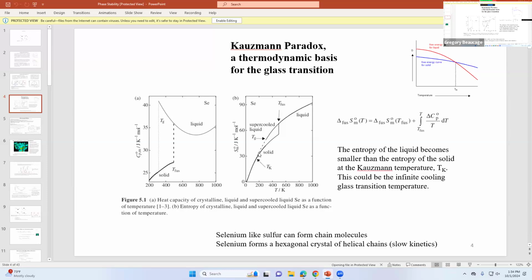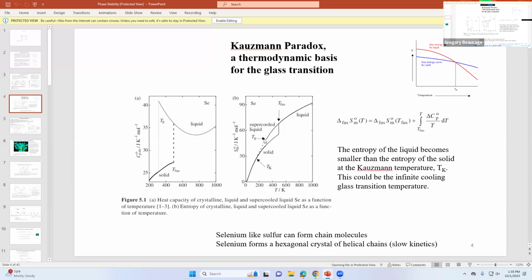And you could go down, and then that would be like a point. Eventually, the liquid will cross the solid curve. That's a paradox because the liquid can't have lower entropy. The liquid has to have more randomness than the solid, so it has to have a higher entropy than the solid. It's not possible for a liquid state to have a lower entropy than solid.